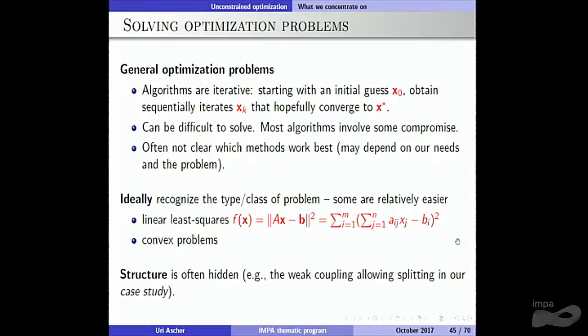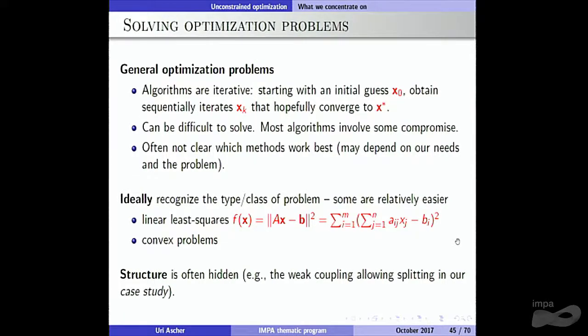All the algorithms we look at are iterative. So we start with an initial guess, x sub 0. And sometimes the result depends on what x sub 0 is. And we iterate, iteration called x sub k, until we hopefully converge to the optimal solution. It can be difficult to solve.